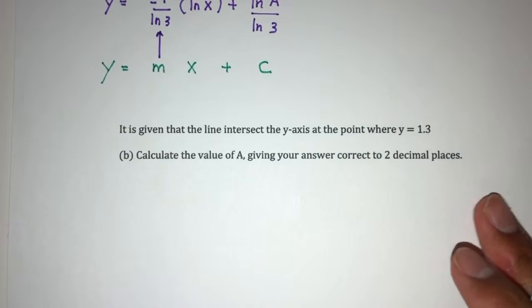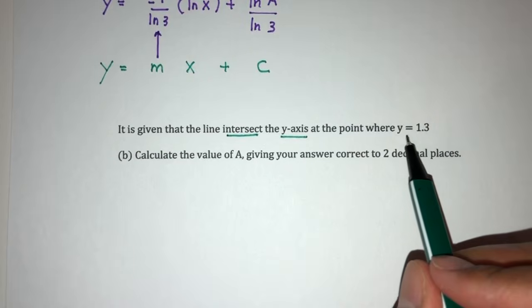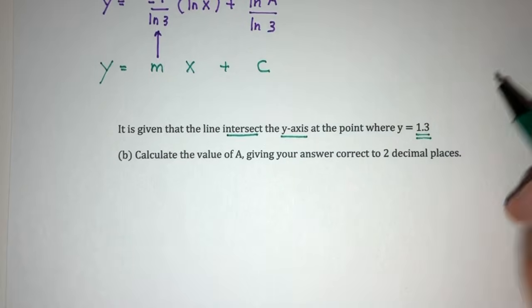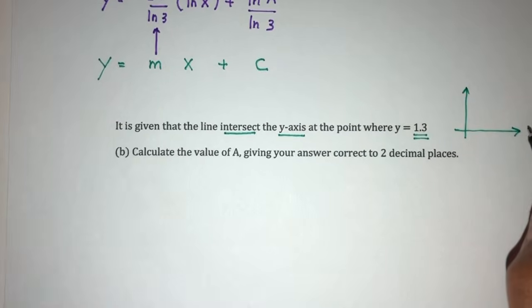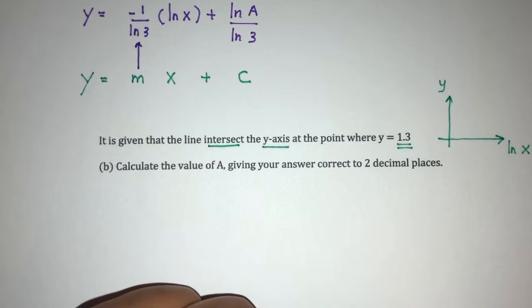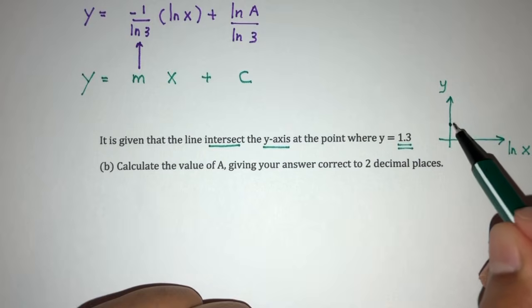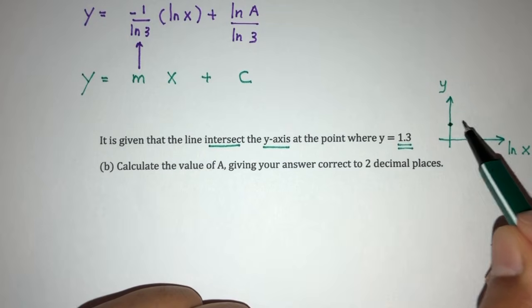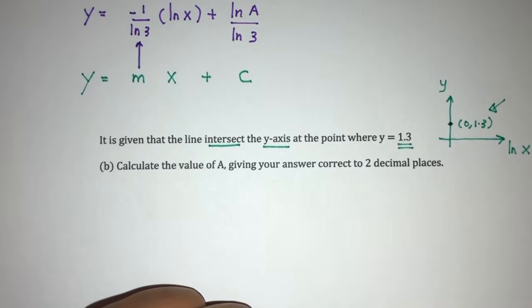Now for part 2, it is given that the line intersects the y-axis at the point where y equals 1.3. So here the axis is what? Let's see. So here we know that it is a graph of y against ln of x, right? We have to know that. Now, we are given the line intersects the y-axis at the point y equal to 1.3. So somewhere over here, the line intersects this point. This is the point 0, 1.3. So this is the passing point on the line. Now we can use it to find some unknown values.